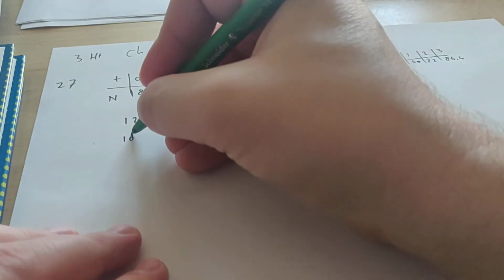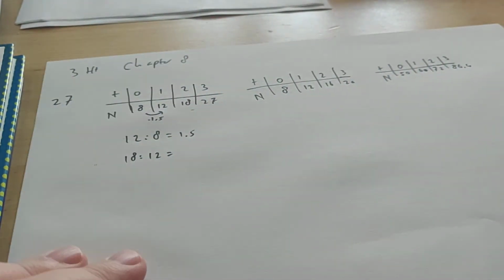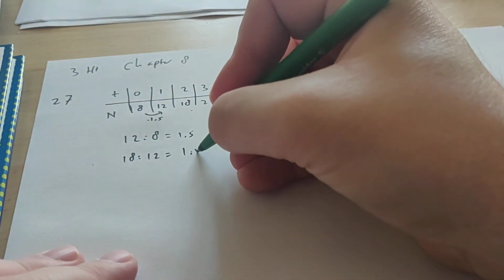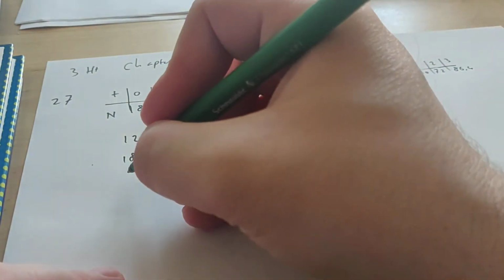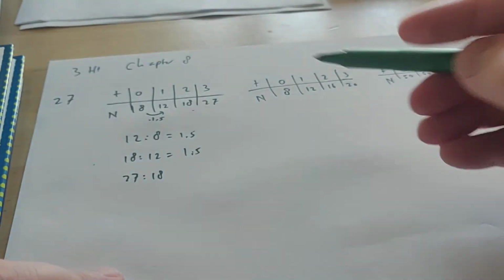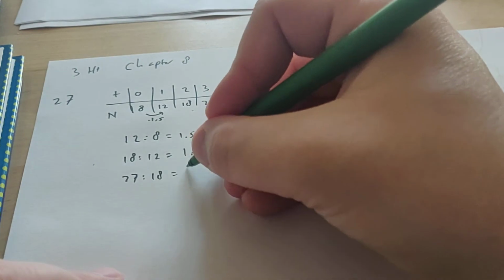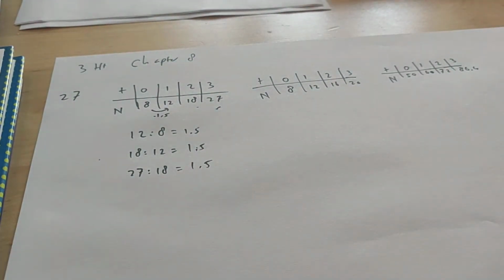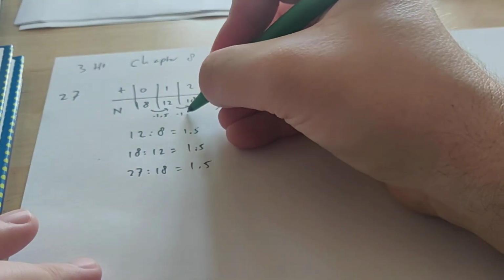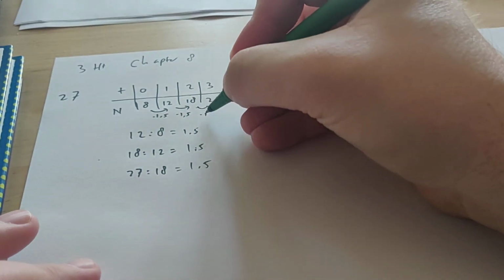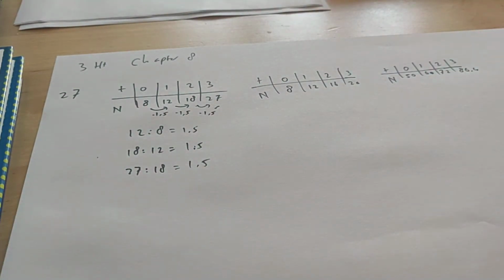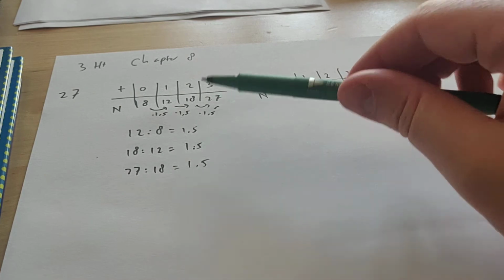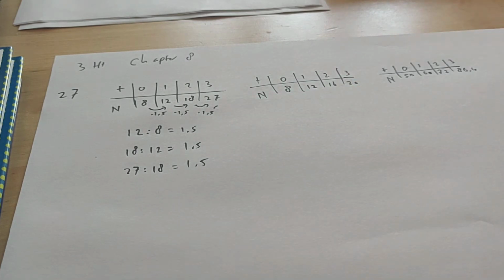So let's calculate what 18 divided by 12 is, and that is also 1.5. And if you calculate what 27 divided by 18 is, so this one divided by that one, that's also 1.5. So you see that the growth factor in this table is the same everywhere. Now if it's the same everywhere, in this case it's times 1.5 times 1.5, then it's exponential growth. If these numbers are different, because the last one could have been 1.3 for example, then it's not exponential growth.